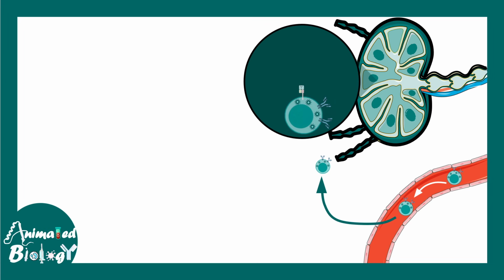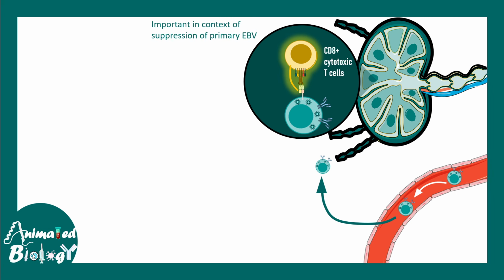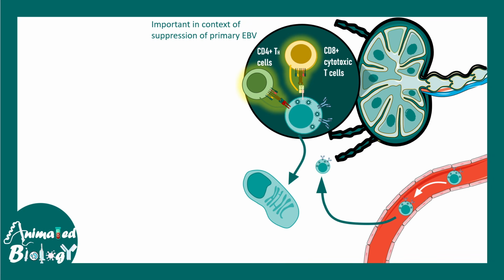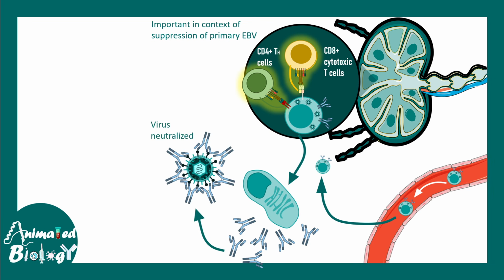In the lymph node, B cells can interact with CD8 positive T cells. CD8 positive T cells can recognize the viral peptides and mount an immune response against it. This is important in the suppression of the primary EBV infection. Also, via cross presentation, CD4 positive T helper cells can get activated. Once activated, B cells form plasma cells that secrete antibodies against EBV. This can neutralize the virus and opsonize the virus. So this is how our body fights back against this virus.